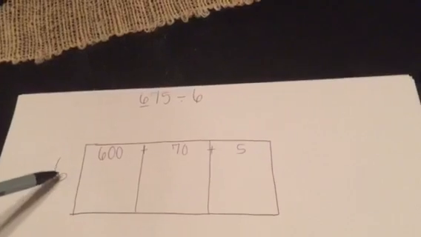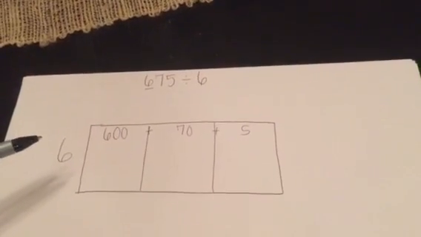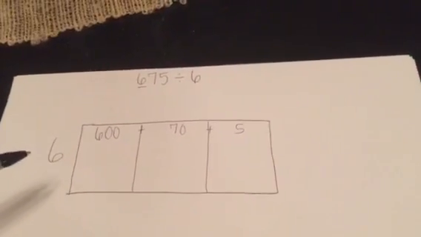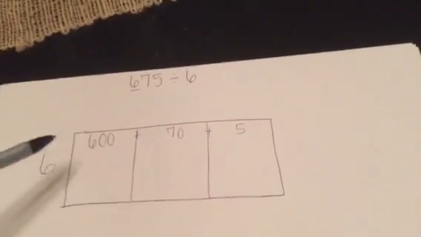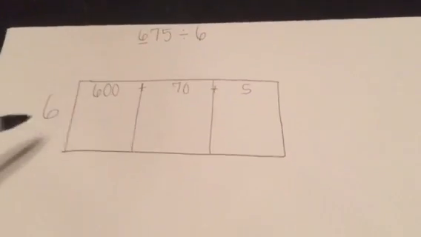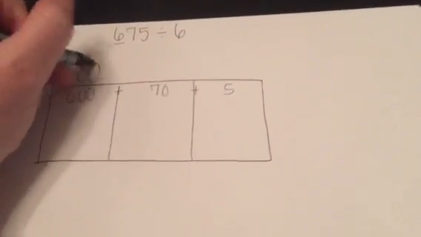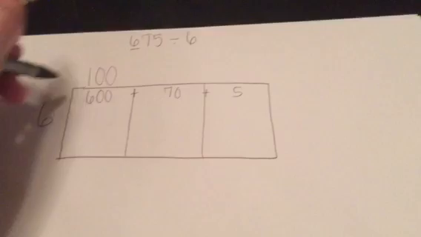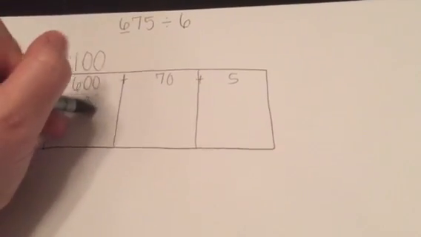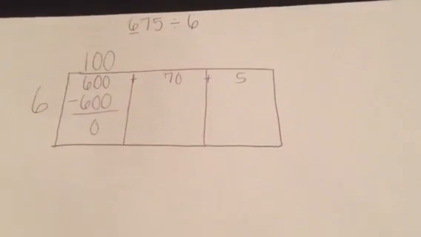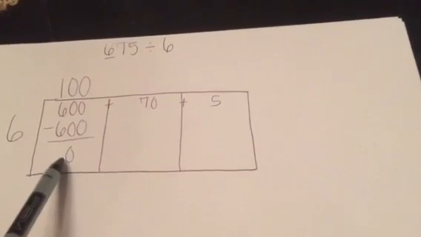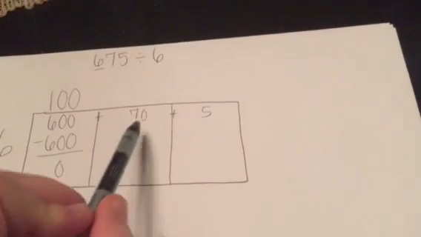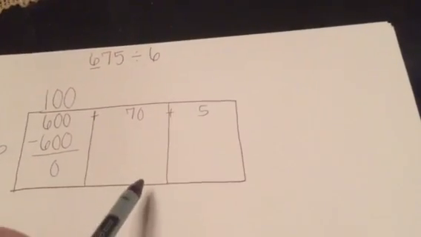So then you're going to ask yourself, 6 times what is going to get you 600? And it's not always going to work out perfectly. So sometimes I say 6 times what is going to get you close to 600 without going over. Well, this one's pretty easy. I know that's 100. So I'm going to write that on top. So 100 times 6 is 600. And I subtract, and I don't have anything left over. That's not always going to be the case. If you have something that is left over here when you subtract, you actually just go to the next box and add it to what's up here.